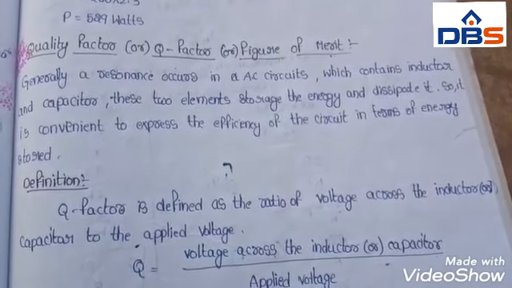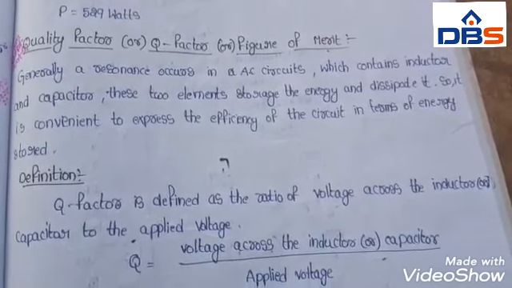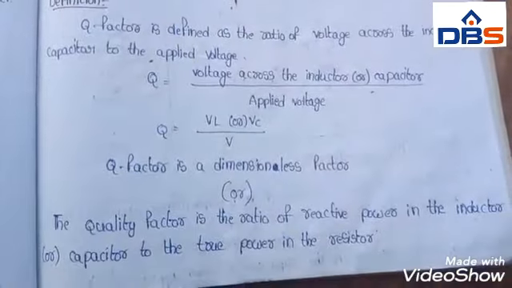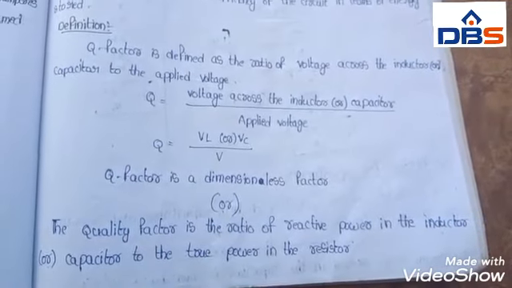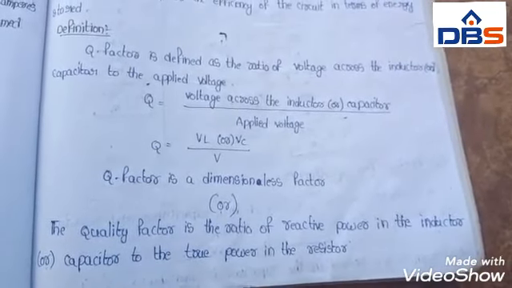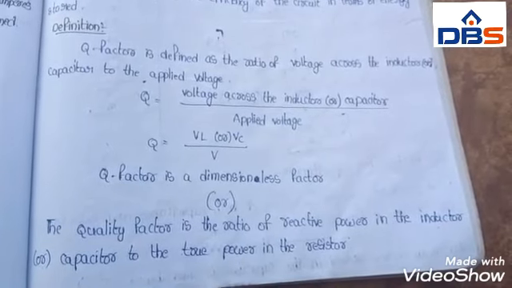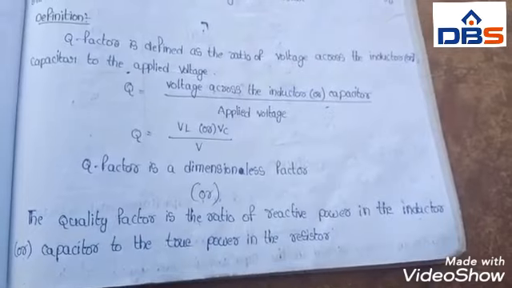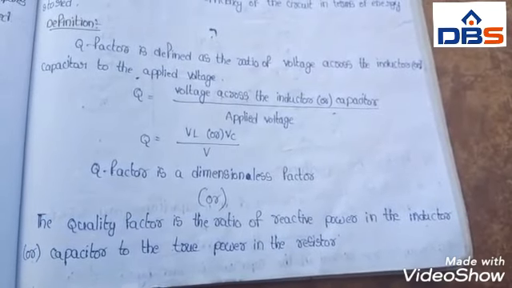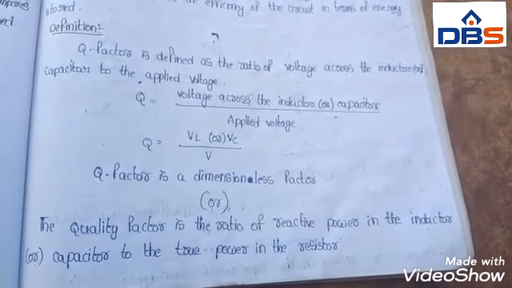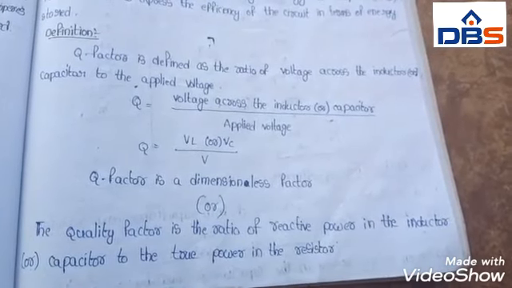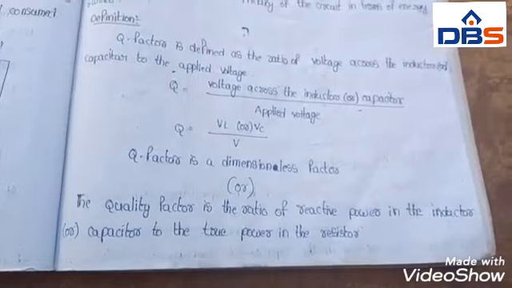the circuit. So clearly, quality factor is defined as the ratio of voltage across the inductor or capacitor to the applied voltage. So Q is equal to voltage across the inductor or capacitor divided by applied voltage, that is nothing but VL or VC by V. Q factor is a dimensionless factor. Why? Because the voltages cancel each other. So the quality factor may be defined in another way.